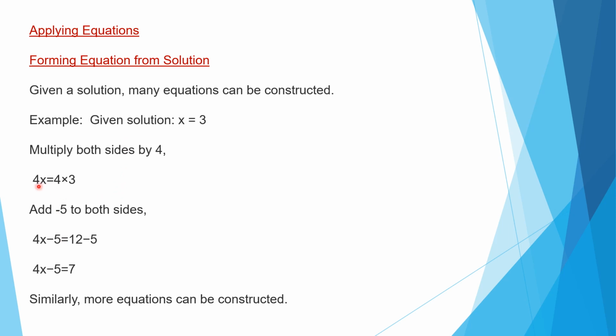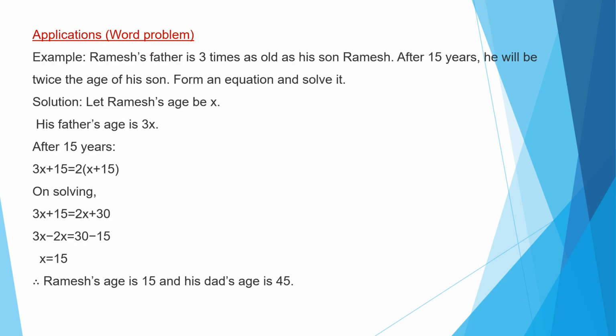Again, now this is 4x. This is 4 into 3. 4 3s are 12. Okay, 4x minus 5. Here also minus 5. Like that, you can keep on. For example, let us simplify this. 4x minus 5 is equal to 12 minus 5, which is 7. Like that, we can construct more equations. This is how to form the equation from the solution.